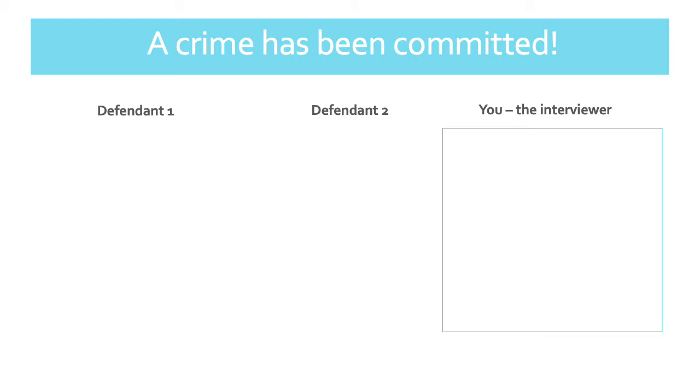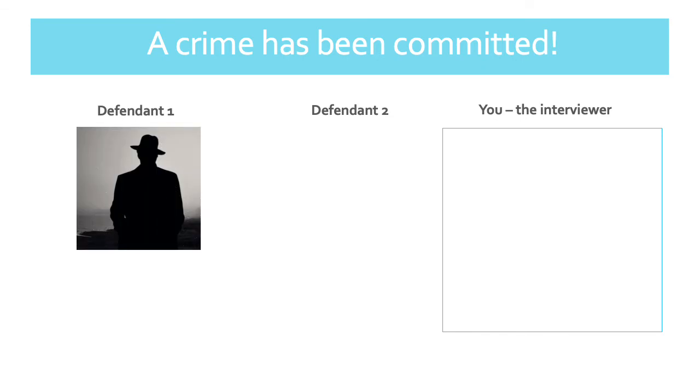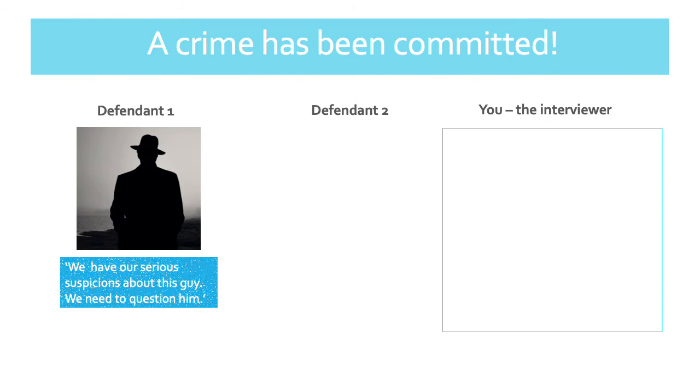Now we're going to have a look at another bias. A crime has been committed, and half of the class is going to interview defendant 1, and half of the class is going to interview defendant 2. You only have to design a few questions, but first let's meet the defendants. So here's defendant 1. Bit of a shady character. And this is what the police say about him. We have serious suspicions about this guy and we need to question him.